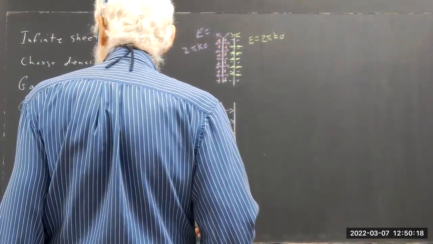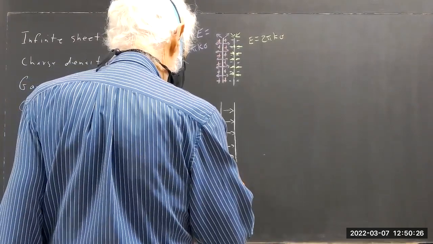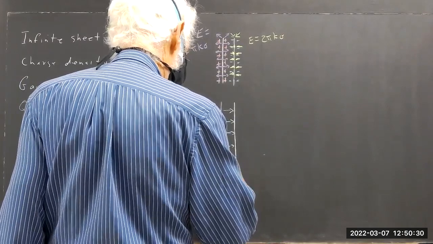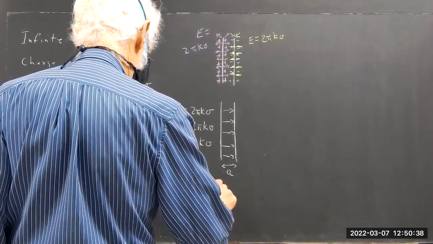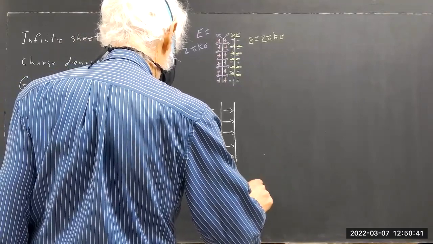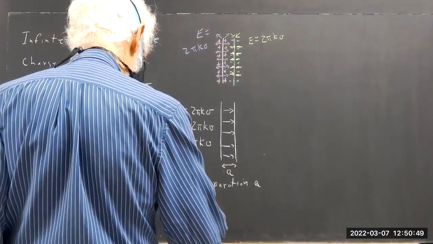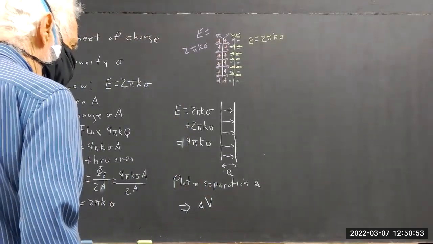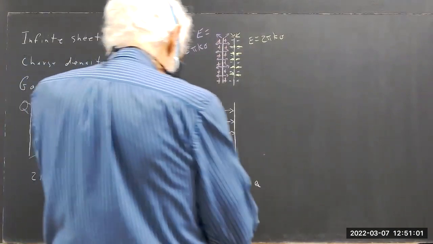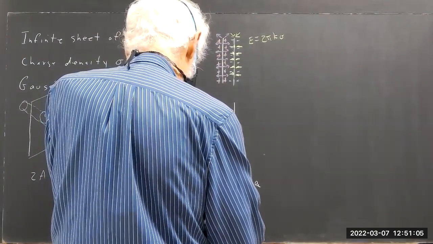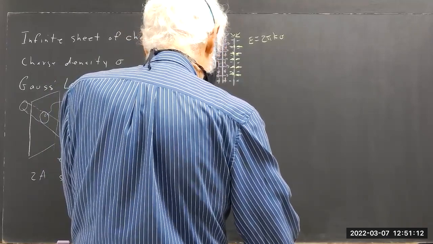Now, if you have a distance here, which I don't remember what your book uses for the symbol, but let's just say the separation is A. This implies that the potential difference between the plates, and I'm not going to put a subscript on that, we understand that this is a potential difference between the plates, is equal to the distance between the plates times the electric field, which is 2 pi k sigma.